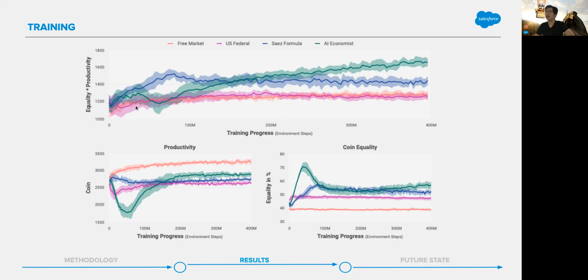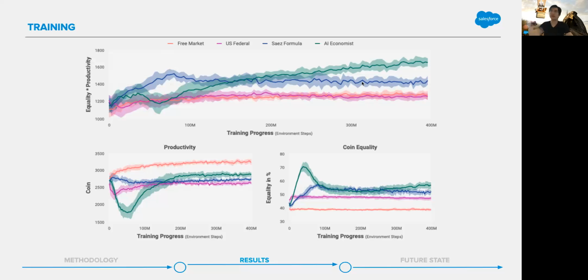And you can see that there's some instability in the beginning, but then over time it learns how to improve equality times productivity to a much better level than the other curves here. And in particular, you can see that the free market and the US federal tax here, they don't show a lot of instability. And that's because their tax system is not really changing during training. But instead, the blue and the green lines, they do have taxes on the change.